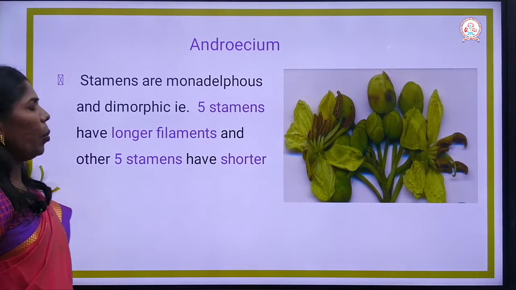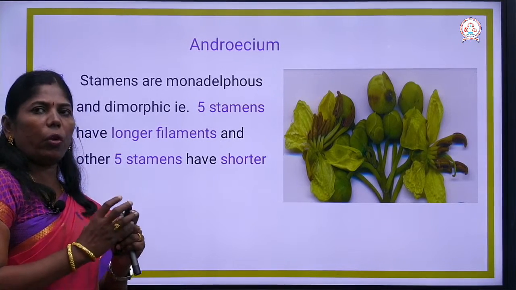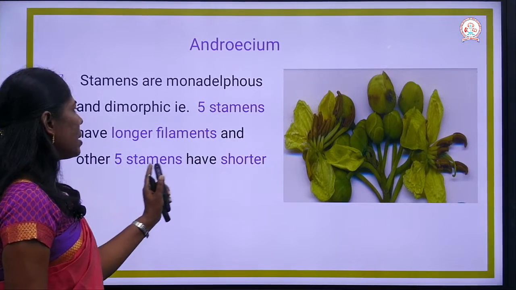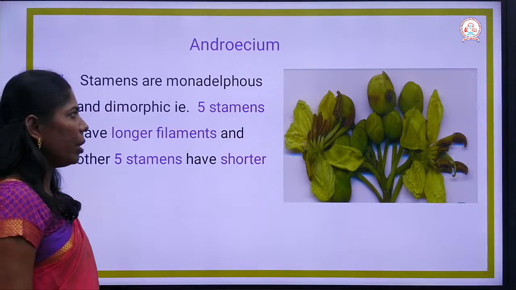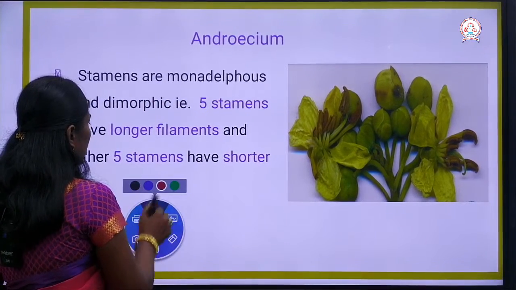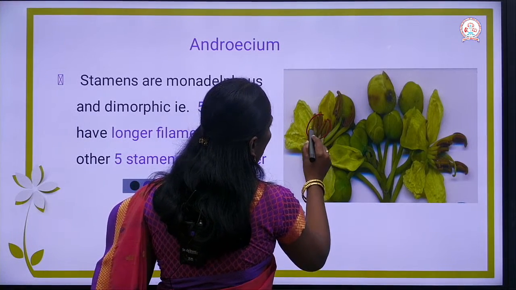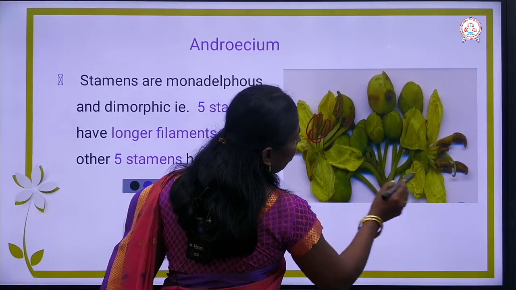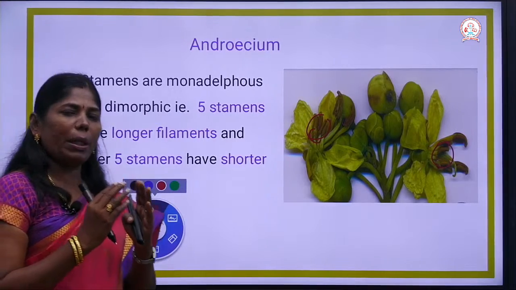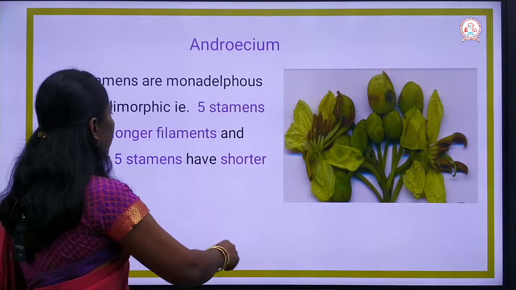Next, the stamens are in monodelphous condition. Monodelphous condition means all the stamens are together forming a single bundle. The 5 stamens have longer filaments, another 5 stamens have shorter filaments, but everything is together. You can see very clearly here that 5 stamens are shorter and 5 stamens are longer. All the stamens are together forming a single bundle, so the stamens are monodelphous in condition.